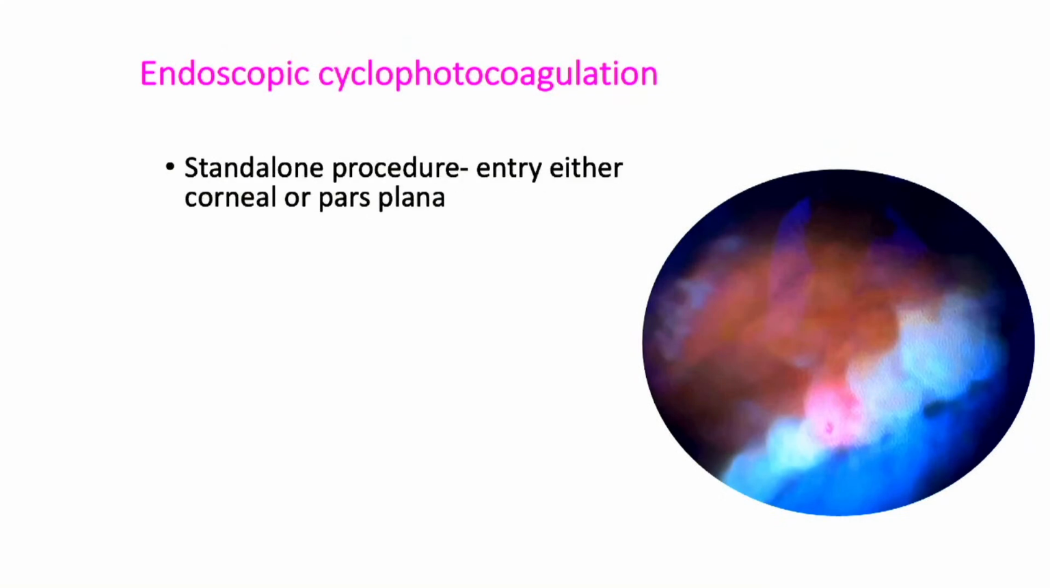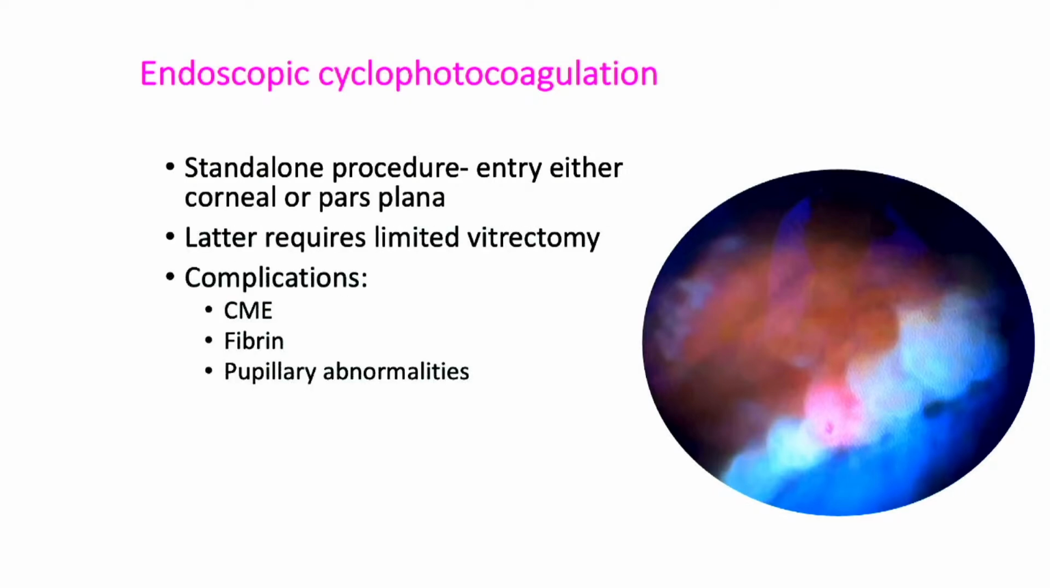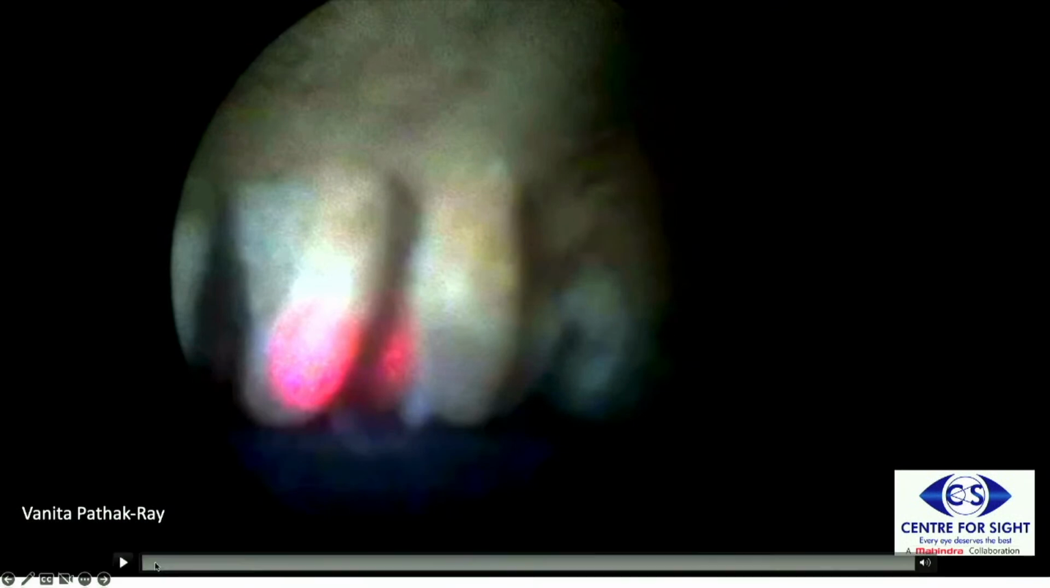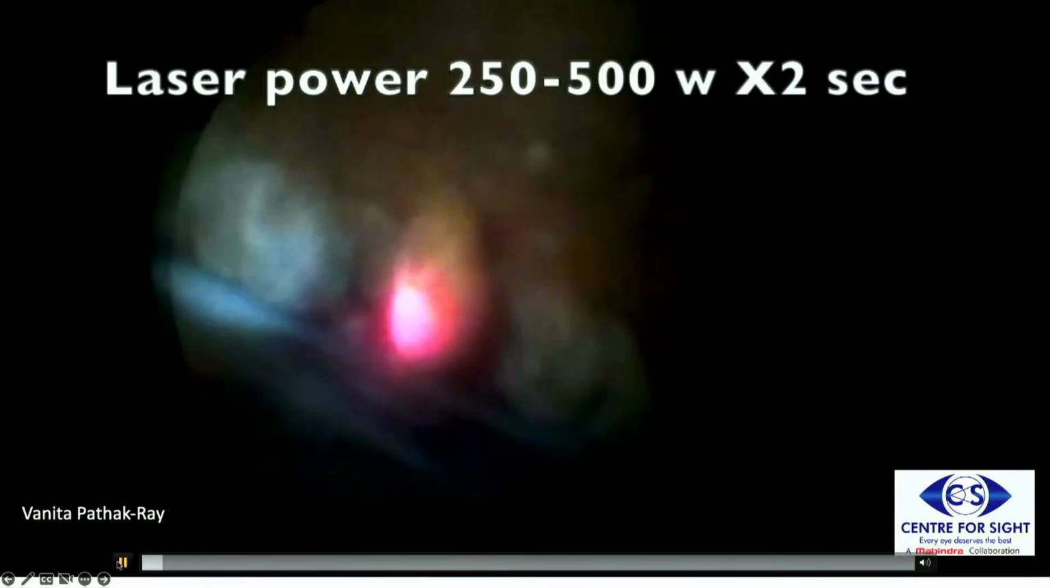If you do it as standalone, you can enter through the cornea or through the pars plana, no problem. If you do pars plana, you need a vitrectomy. And this is the sum total of complications I have faced with ECP: CME, fibrin, pupillary abnormalities. Okay? So just a video on how they are targeted.